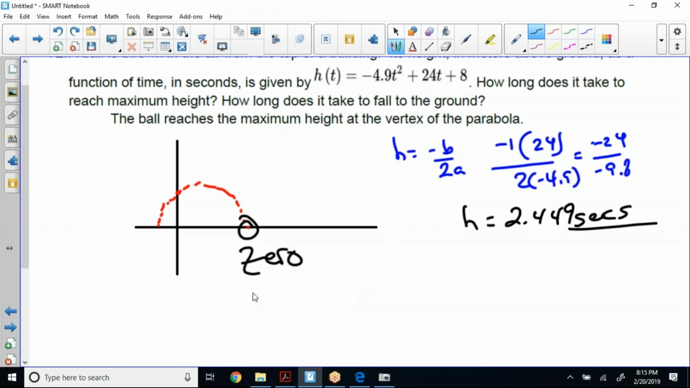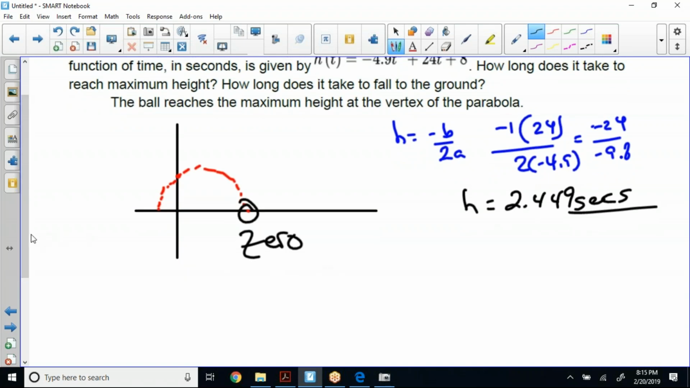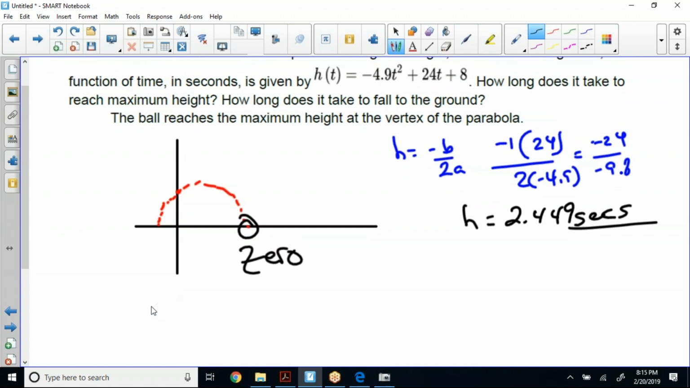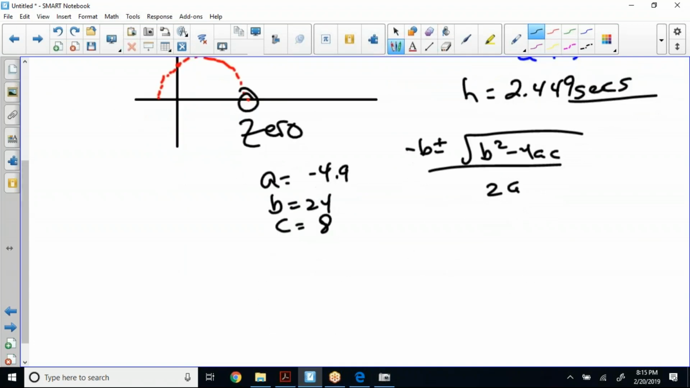Okay, y'all going to have to help me with some numbers. So let me pull this back. I have A equal to negative 4.9, B equals 24, C equals 8. So negative B plus or minus the square root of B squared minus 4AC, all over 2A. Now I can rock and roll.